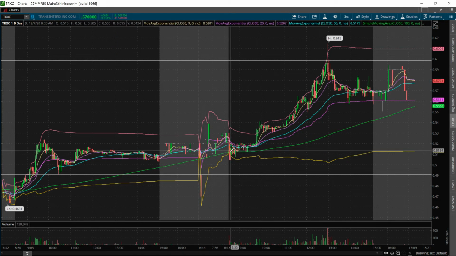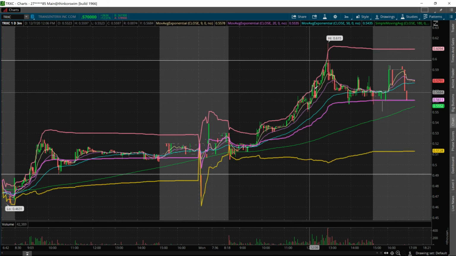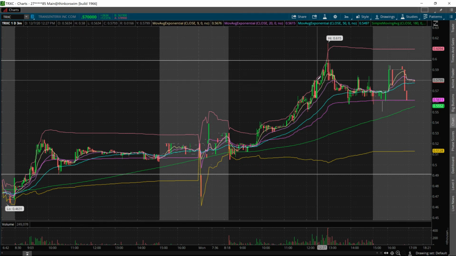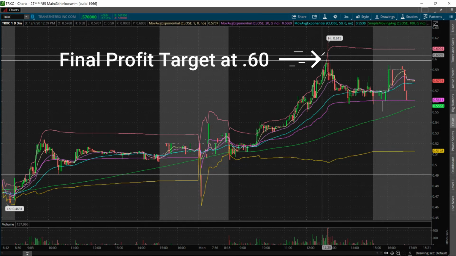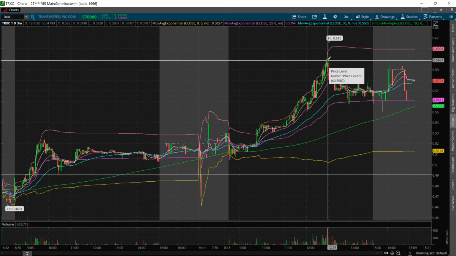And today it held the 50-cent level. It didn't even come and touch it. It just stayed up here, and then it kept on going all day. My initial take profit was 57 cents. I took some off here. Then I went to eat lunch. I put the rest of my shares here at 60 cents. During lunch, I got triggered out. I got filled, I got executed right here for my final take profits of 60 cents, which was my profit target exactly.